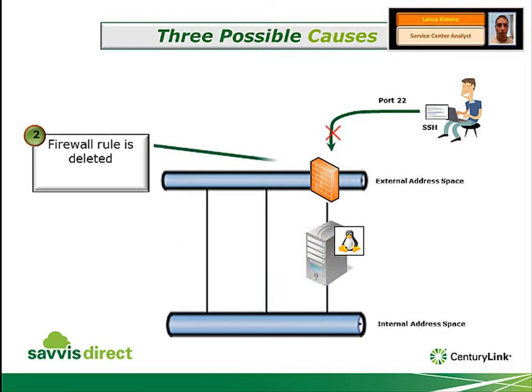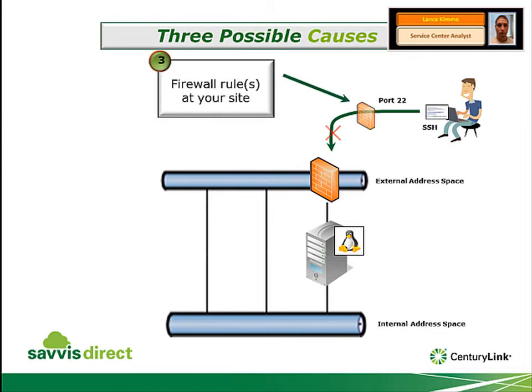Second, port 22 may be blocked at the firewall dedicated to the cloud server. By default, this port is open, but you can verify this in the Firewalls tab. Select your cloud server and ensure that you have not accidentally deleted the firewall rule for inbound port 22.